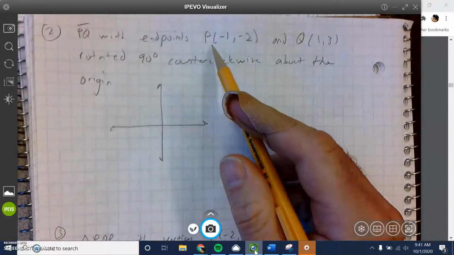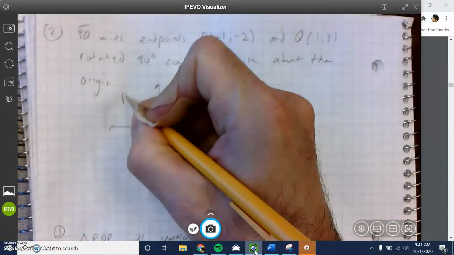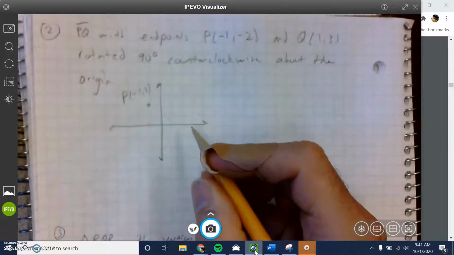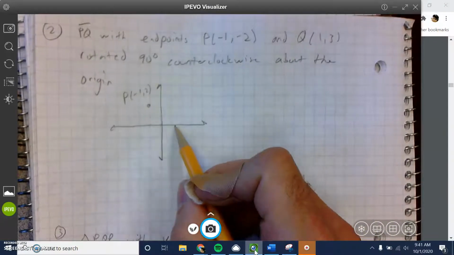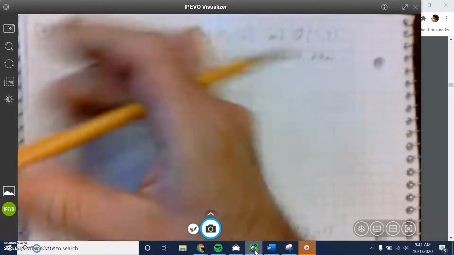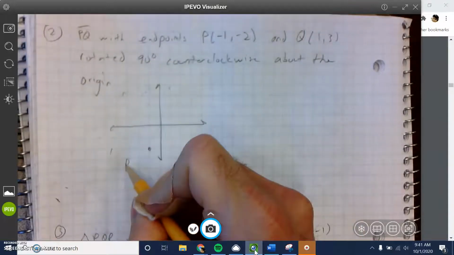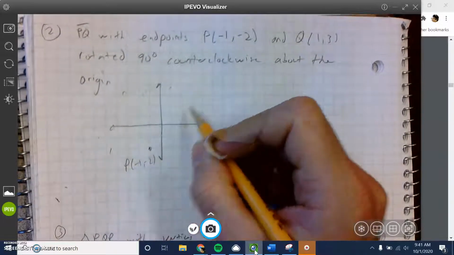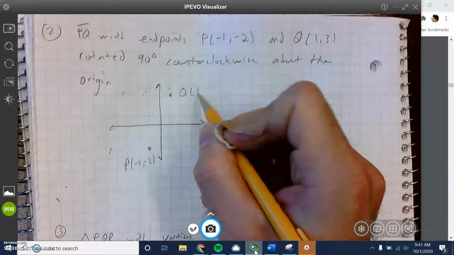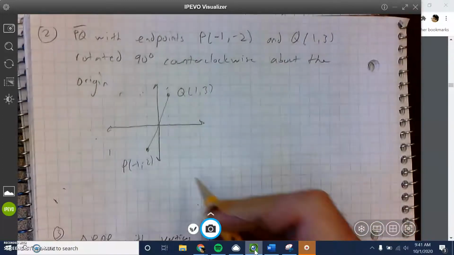All right, start with the pre-image. P is (-1, -2). Sorry, I messed that up, my bad. So -1, -2 down here. P is -1, -2. And then Q is 1, 3. That looks like the picture, doesn't it? There you go, so there's your line segment. I knew something was wrong when it was up there.